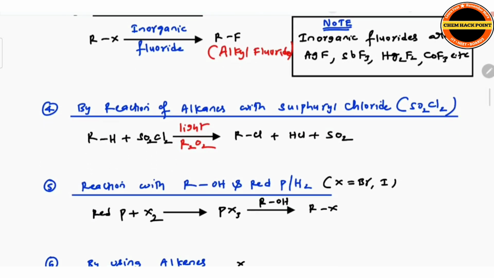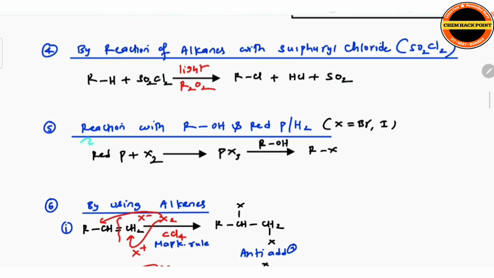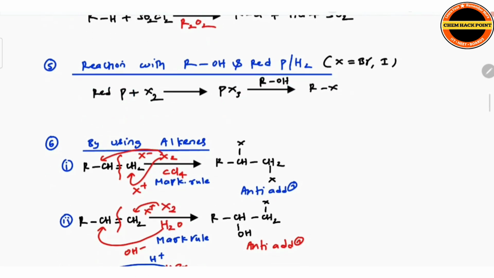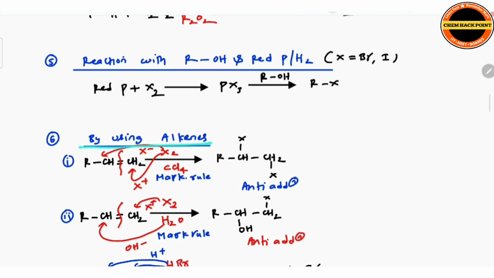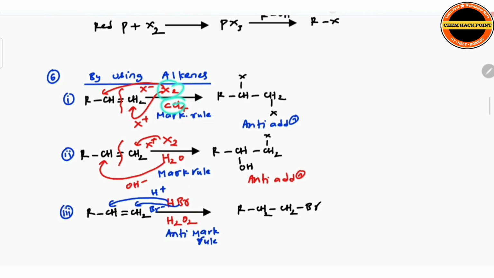By reaction of alkanes with sulfuryl chloride, SO2Cl2, in presence of peroxide, RCl, HCl, SO2 are formed. Reaction with ROH, red phosphorus and X2, where X is bromine or iodine. Red phosphorus and X2 form PX3. Upon reaction, it will form RX. By using alkenes, like HX, Cl4, these are hydrocarbon 11th class reactions. HX, Markovnikov's rule occurs. So here HX forms H plus and X minus.